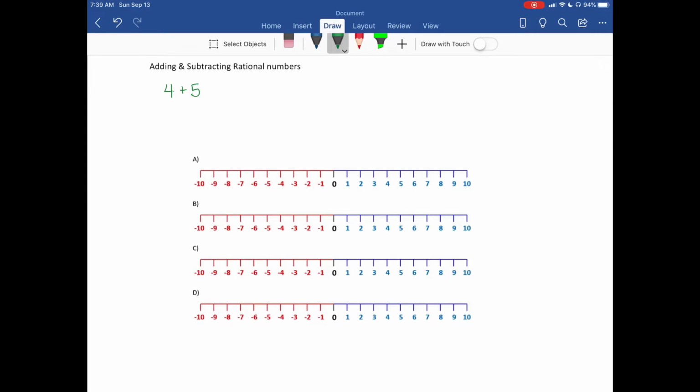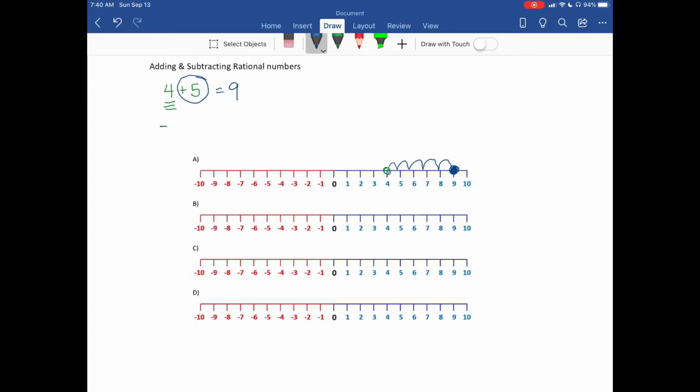If I'm asked to add 4 and 5, the first thing we do is start on our number line at 4. And then it's asking us to add 5 to it. So we would go 1, 2, 3, 4, and that lands us right here on our solution, because 5 more, going to the right because it's positive, leaves us with 9. So we know that our sum of 4 and 5 is 9.